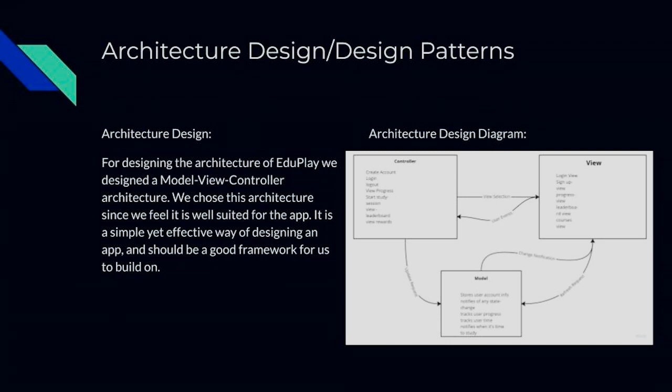The view model also sends refresh requests to the model. The model stores any user account info, notifies of any state changes, tracks user progress, tracks user time, and notifies when it's time to study. This handles the change notification event, which sends to the view, and the model also receives the update requests from the controller.